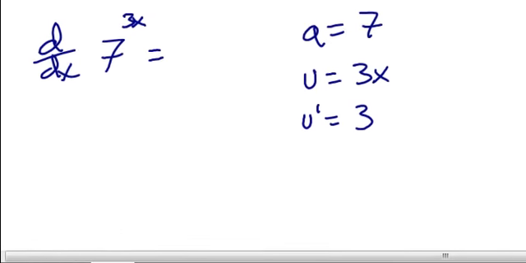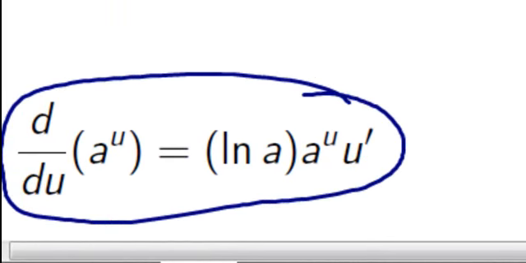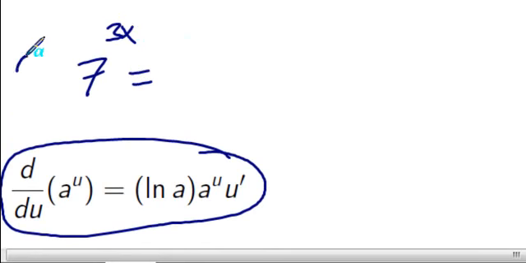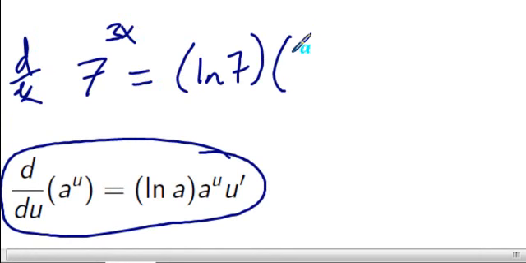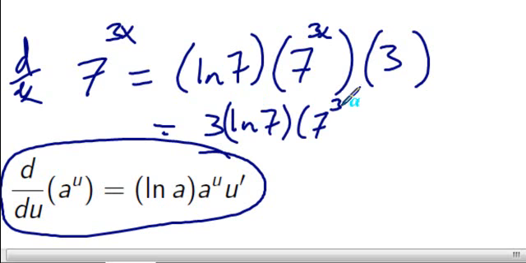Because the rule that we're going to use is now this rule down here, and this is embedded with the chain rule. It says if I'm trying to find the derivative of, in this case, 7 to the 3x, it's going to be the ln of a, a being 7, so ln of 7, times the function as it is, so 7 raised to the 3x, times u prime. Well, u prime happens to be 3 because we figured that out, so it ends up going to be 3 ln of 7 times 7 to the 3x, and that is my derivative utilizing the chain rule.